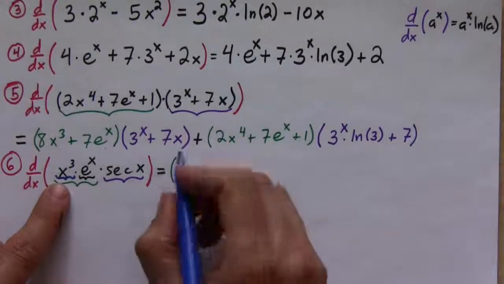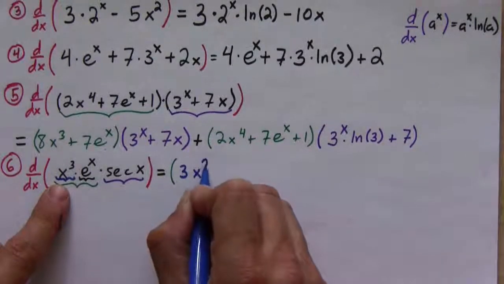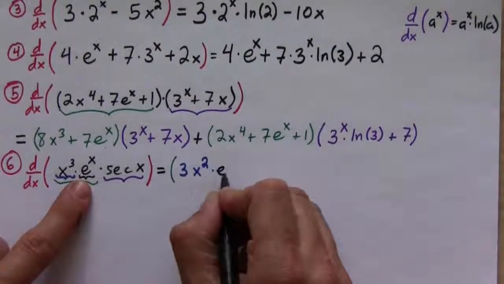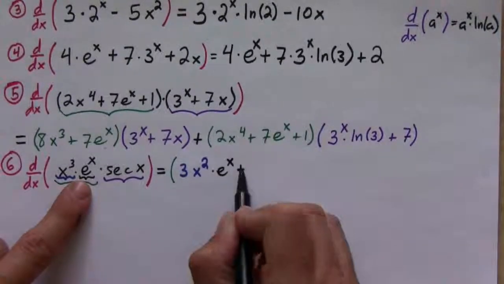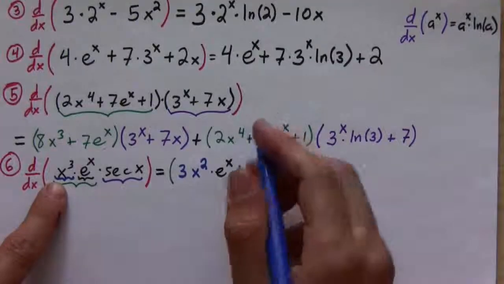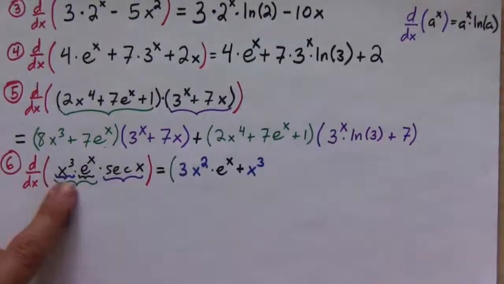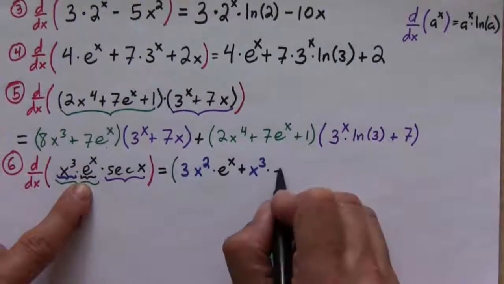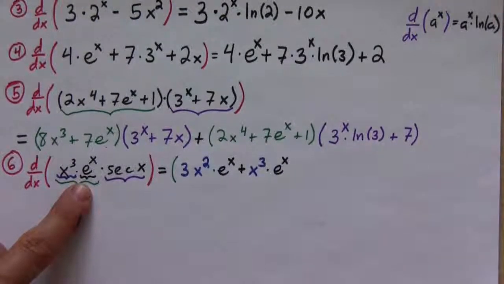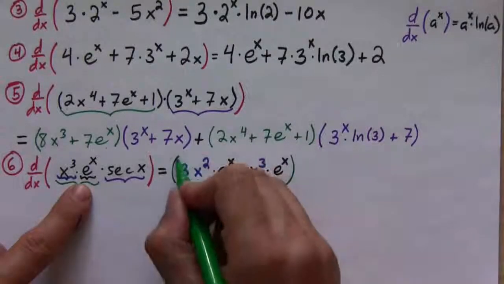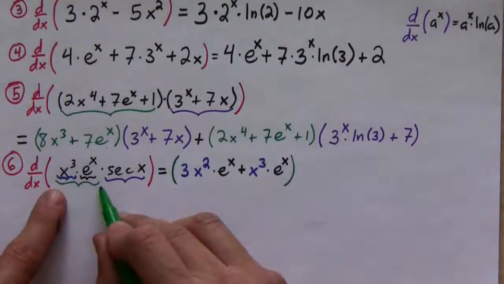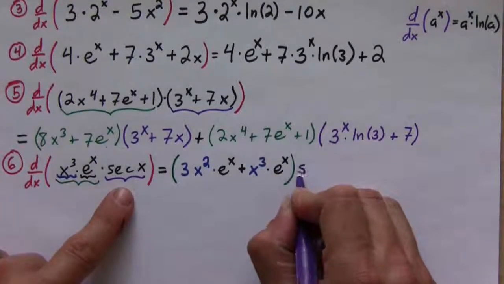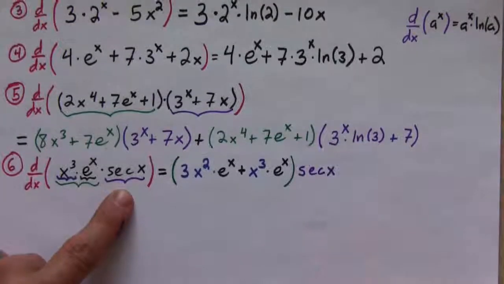So what we're going to have is the derivative of the first, which is 3x squared, times the second, which is e to the x, plus the first, we're going to leave it alone, x cubed, times the derivative of the second, which is just e to the x. Now all of this, what I just did, is the derivative of the green first, and then I'm going to multiply that by the second, leaving it alone, which is just secant of x.